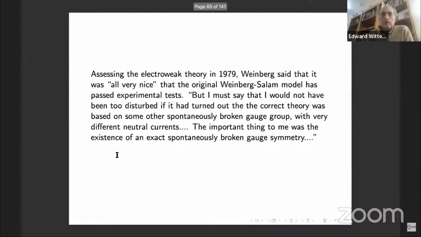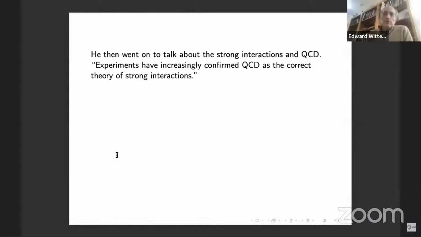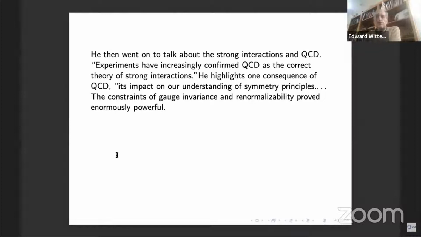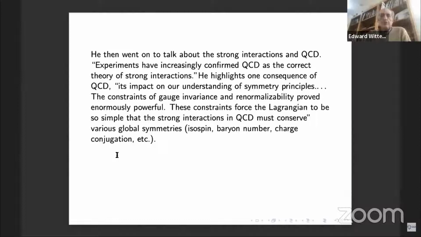He then goes on in the lecture to talk about the strong interactions in QCD. So experiments increasingly have confirmed QCD as the correct theory of strong interactions. Although the experimental tests were impressive by 1979 when he gave this lecture, of course they are nothing compared to what we have today. But then he highlights one consequence, which also was discussed in some detail by Howard. It's the impact of QCD on our understanding of symmetry principles. The constraints of gauge invariance and renormalizability proved enormously powerful and forced the Lagrangian to be so simple that the strong interactions, as described by QCD, have to conserve a lot of global symmetries that are not exact symmetries of nature. Here's some of them.